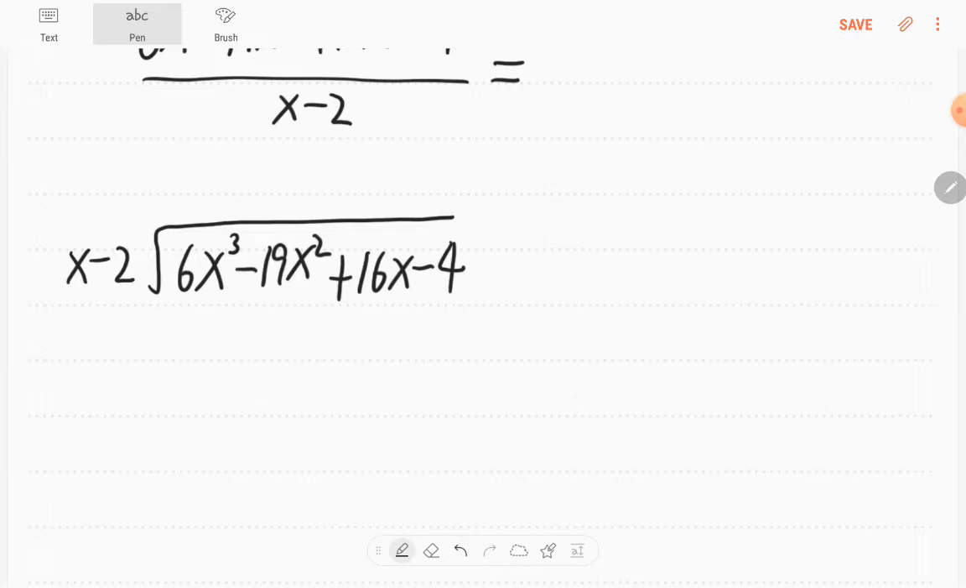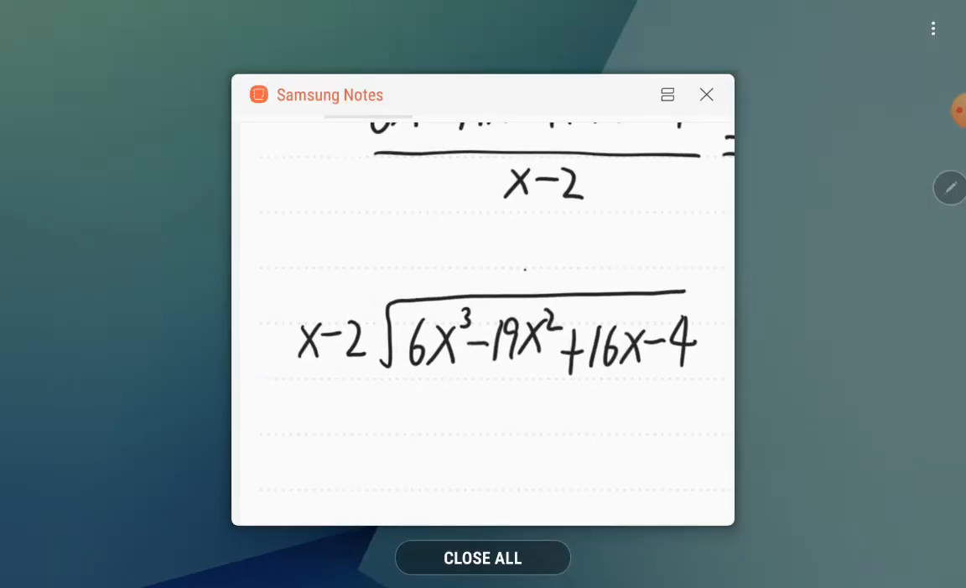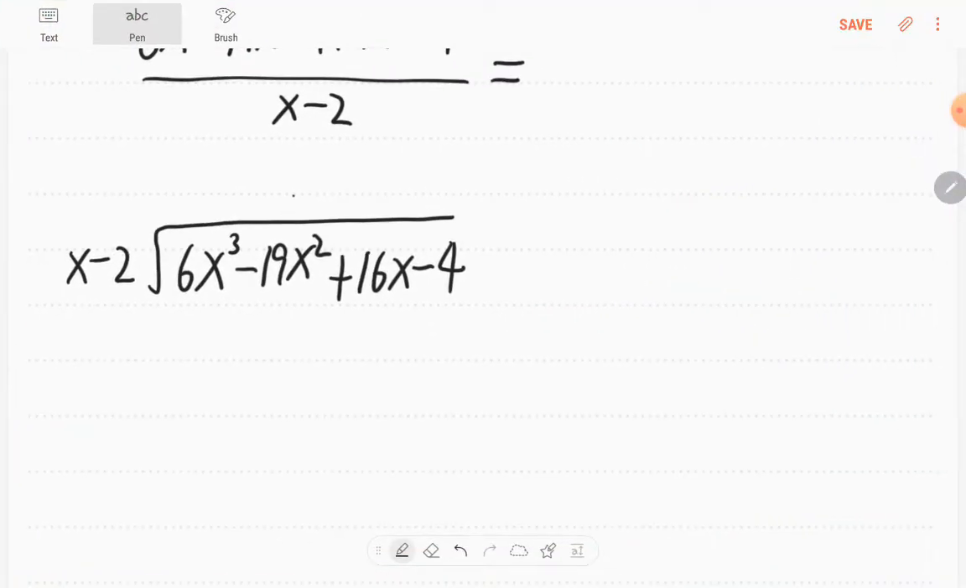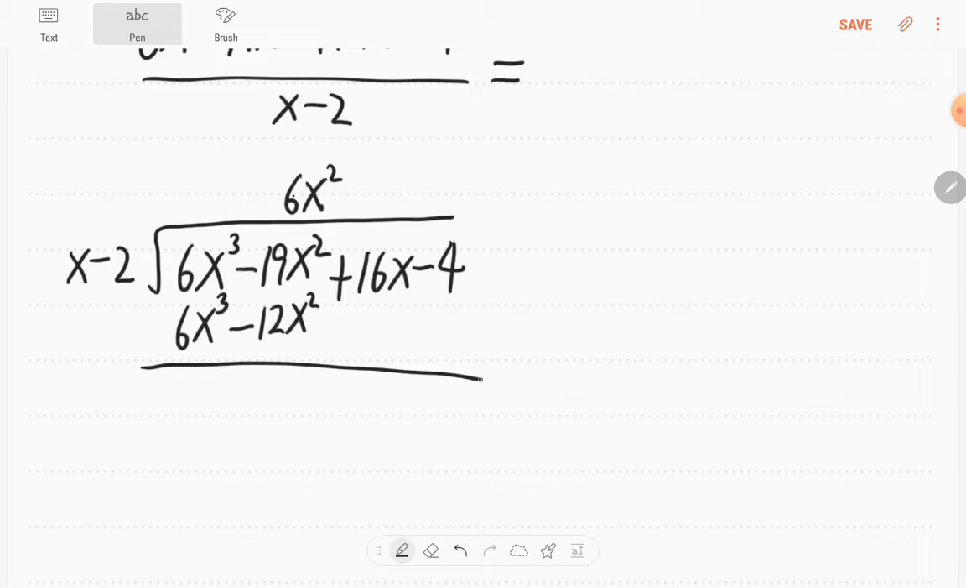So now let's look at the two terms. We start from the second term, right? We start from here. So the first one, we need to multiply by which number to become 6x cubed? We need to multiply by 6x squared, right? So the first thing we need is to make this one the same. So this is 6x cubed minus 12x squared. Then we take the subtraction.